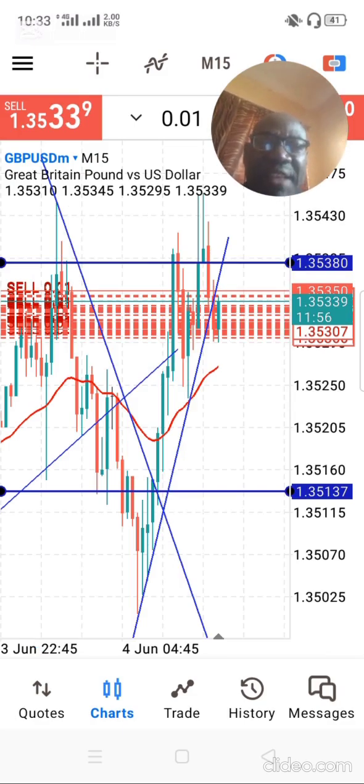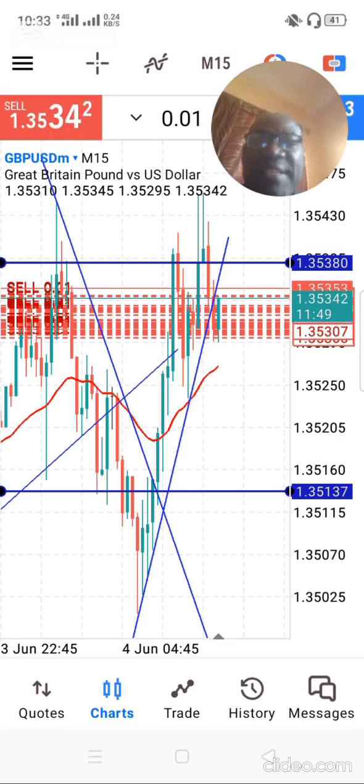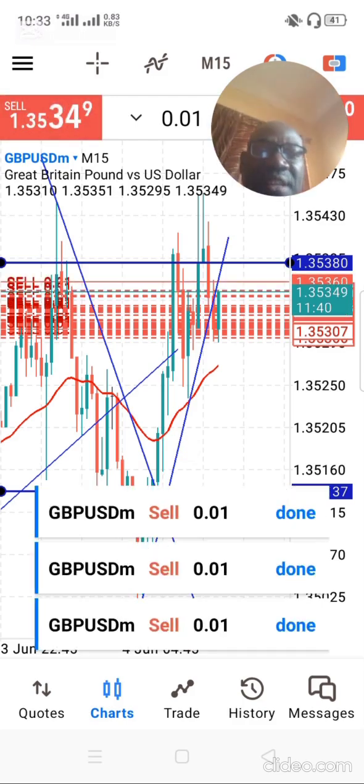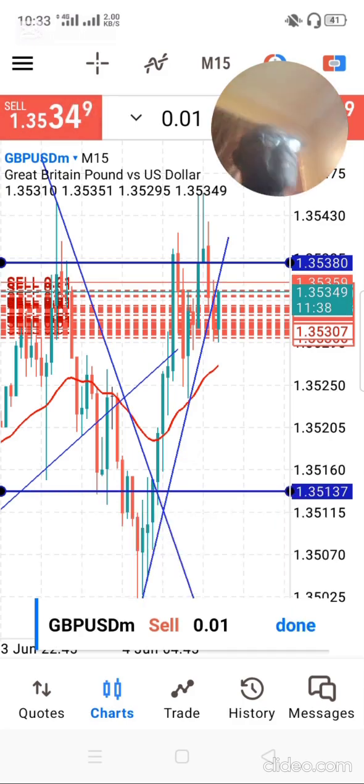Now the price has gone back. If you see it very clearly now, it has gone back to retest the trend line. I'm talking about this particular trend line now. It has gone back for retracement, and that's what I was expecting it to do. It's going back, and I'm stacking in more positions.